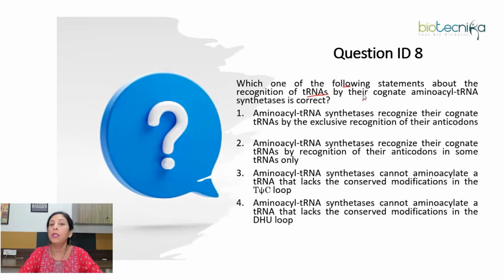Whenever I teach translation, I always tell my students that besides tRNA, mRNA or ribosomes, the role of aminoacyl synthetases is equally important, because these enzymes are responsible for adding the right amino acid to the tRNA. So this question asks which one of the following statements about the recognition of the tRNA by their cognate, meaning related, aminoacyl tRNA synthetases is correct. Now here option 2 is the right answer. Option 2 says aminoacyl tRNA synthetases recognize their cognate tRNA by recognition of their anticodons in some tRNA. Now what do we mean by that?